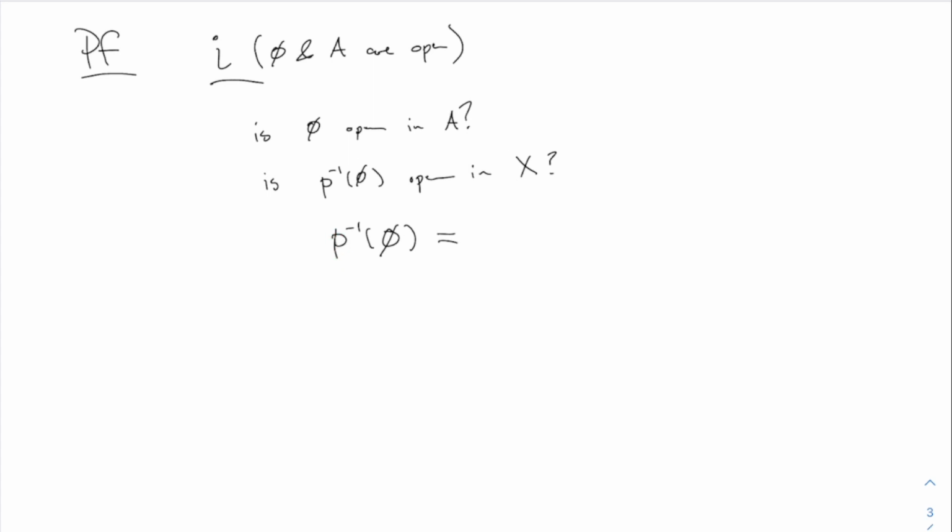This means: what are all of the points in the domain so that when you apply P to them, it ends up in the empty set? And the answer is, well, there is nothing in the empty set, so no points end up in the empty set. So the preimage of the empty set is the empty set. This is a basic fact about any function.